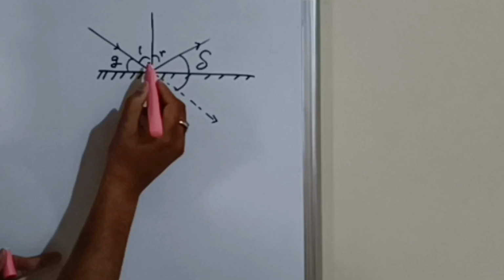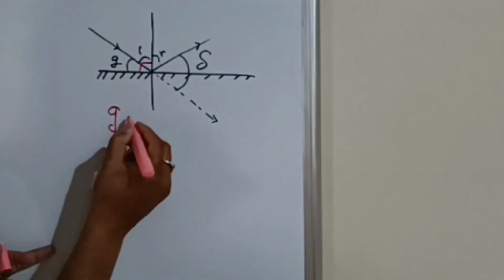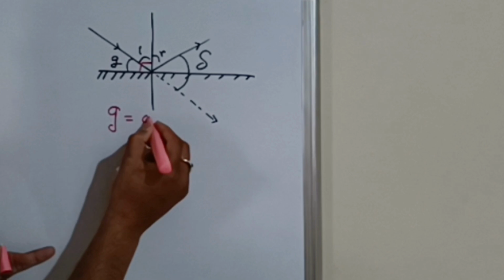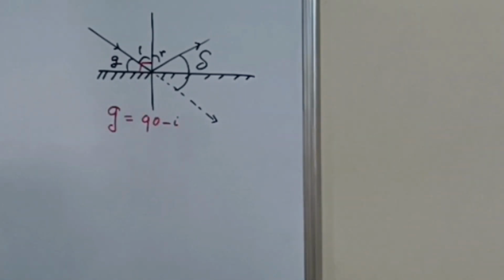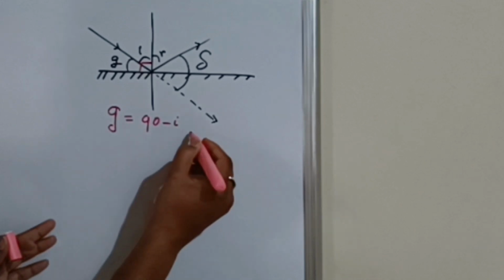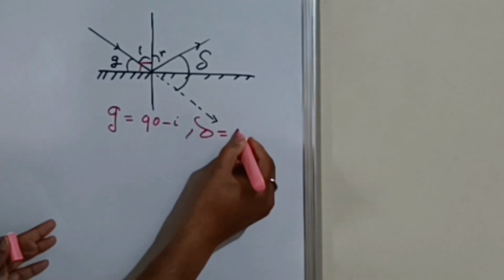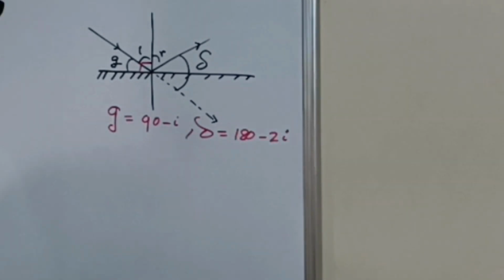Let us see the formula. This is 90 degree. Then glancing angle G is equal to 90 minus I. And the angle of deviation we have learned in our last video. So the angle of deviation is equal to 180 minus 2I. How does it come?